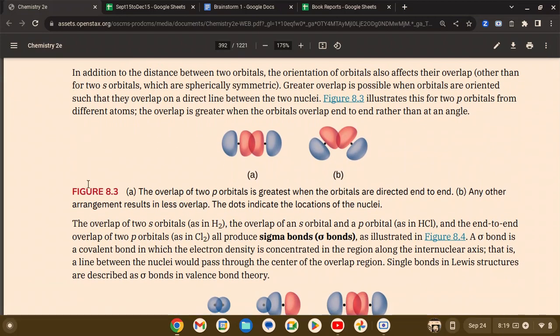In addition to the distance between two orbitals, the orientation of orbitals also affects their overlap, other than for 2s orbitals, which are spherically symmetric. Greater overlap is possible when orbitals are oriented such that they overlap on a direct line between the two nuclei. Figure 8.3 represents two p orbitals from different atoms. The overlap is greater when the orbitals overlap end to end rather than at an angle.